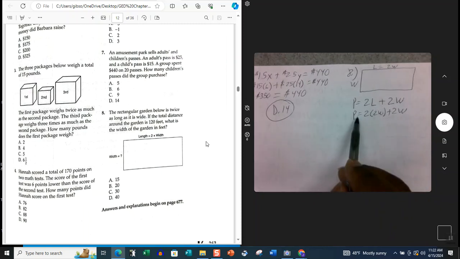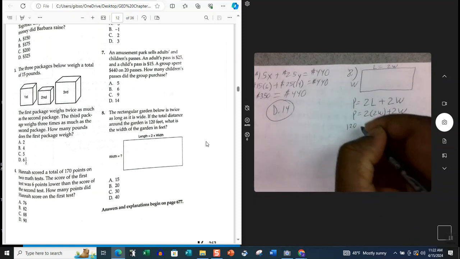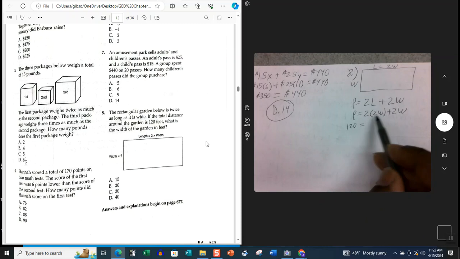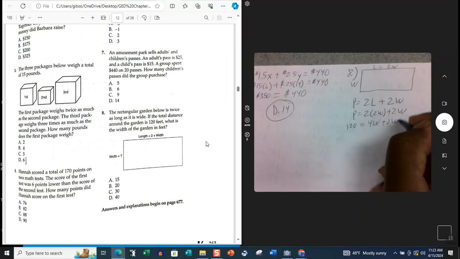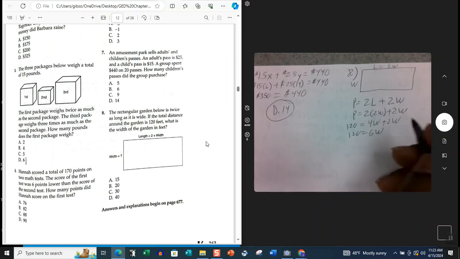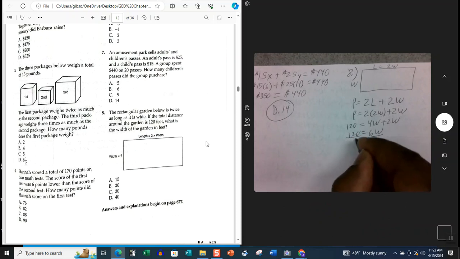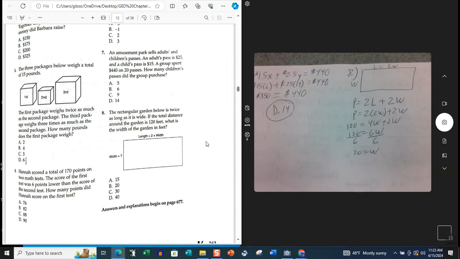Now, one thing that I didn't put here, but we could put this now, is that the perimeter is 120. So we can add 2 times 2W, which is 4W, plus 2W. So we have 120 is equal to 6W. We divide each side by 6, and 20 is equal to W. Now, they tell us what is the width. So it'd be 20 feet is the width. So our answer here would be B.